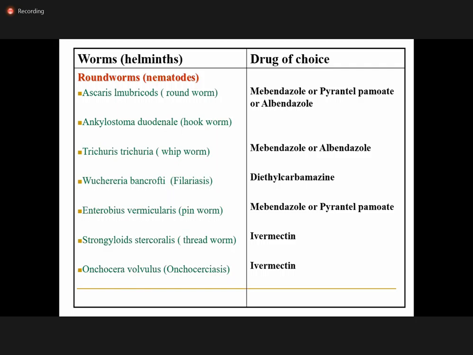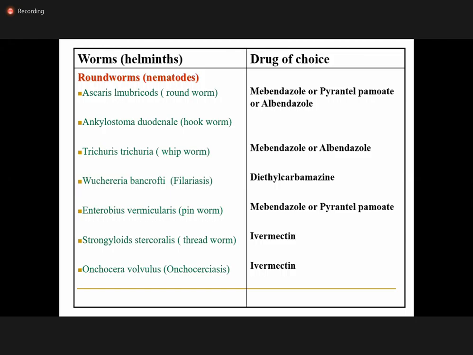Ascaris lumbricoides. And again, I am repeating, all over the world this is one of the worms whose incidence or occurrence is highest, Ascaris lumbricoides, the roundworm. So the drug of choice in this case is mebendazole or pyrantel pamoate or albendazole. That means mebendazole can be given, or pyrantel pamoate can be given, one drug, either mebendazole, or pyrantel pamoate, or albendazole.